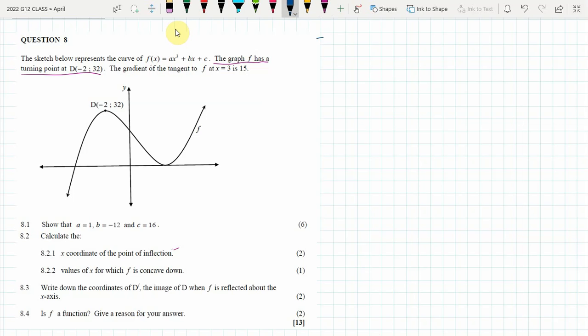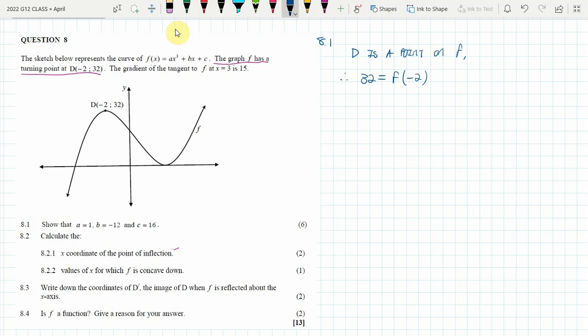So remember, I was saying that we are required to work out the values of three unknowns. Now, if we can get three equations involving the three unknowns, then there might be a way forward for us. Now, D is a point on f. That means the coordinates of D must satisfy the equation of f. So we can therefore conclude that 32 is equal to f at minus 2.